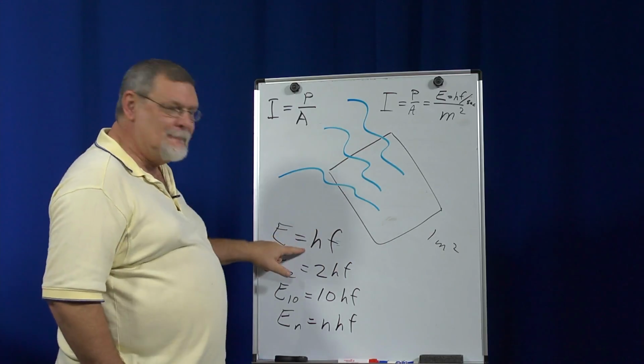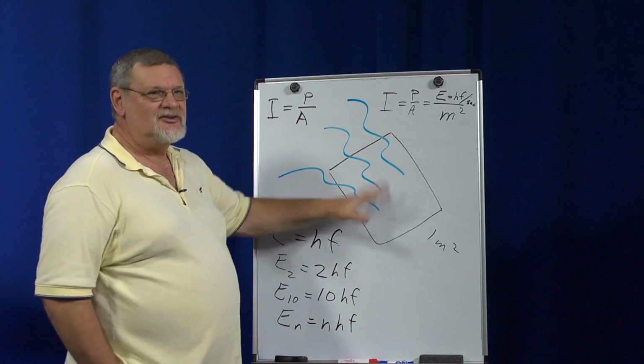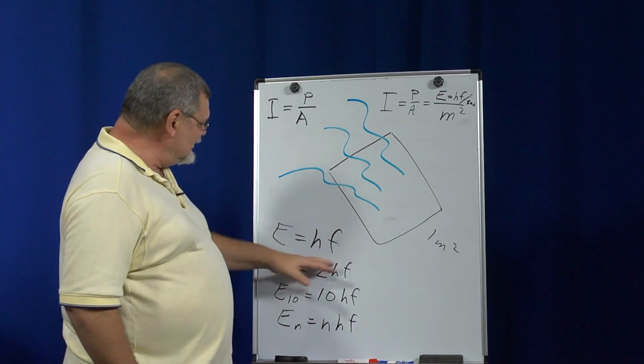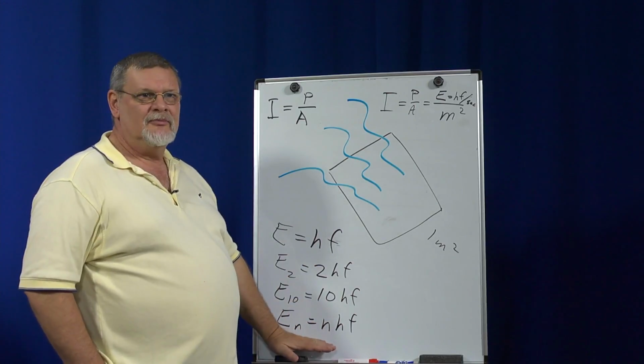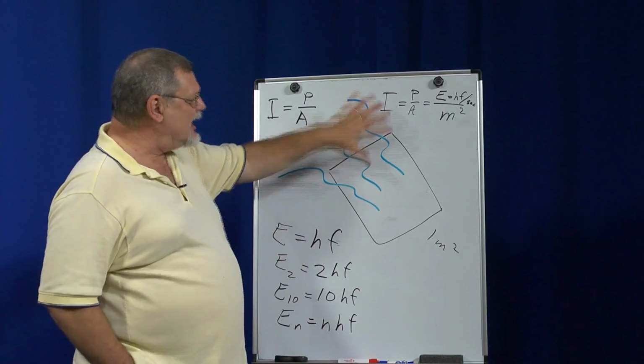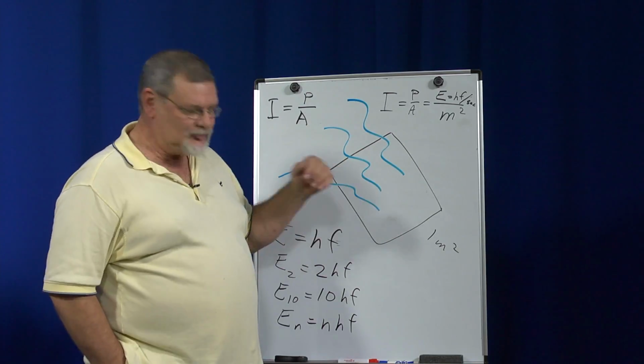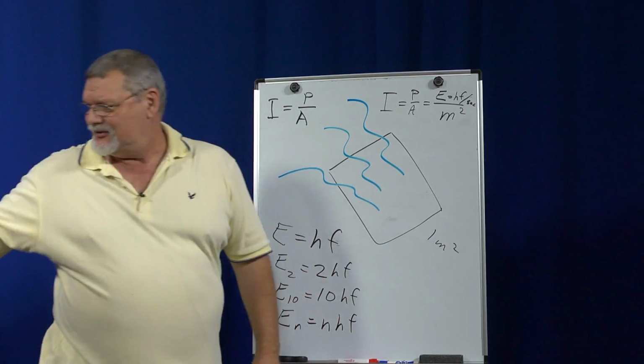Because if one of them has this energy, and we've got a bunch of energy hitting it, that must mean that it's made up of a bunch of waves. So intensity then is, essentially, you're counting up how many waves are hitting this area. That's what I mean. So now back to this.